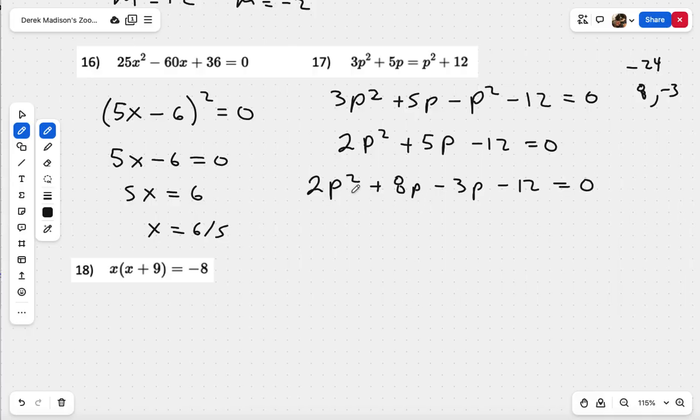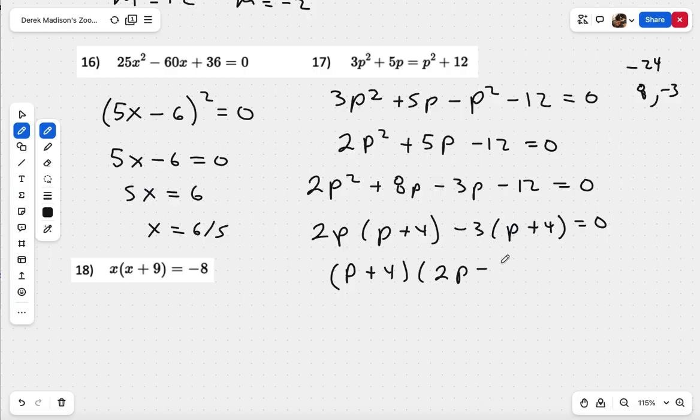I can take 2p out of each of those first 2 terms, and negative 3 out of those next 2. And again, that's going to leave me another p plus 4. If you're questioning factoring that negative out, just distribute back and double check yourself and make sure it's what it should be. And remember, these do have to match for this method to work. So we can take p plus 4 out front, and 2p minus 3 equals 0.